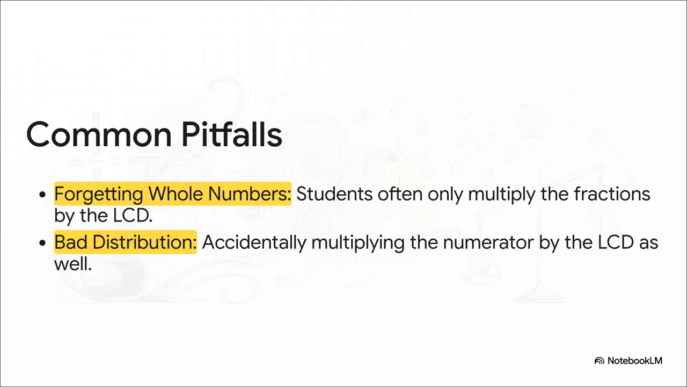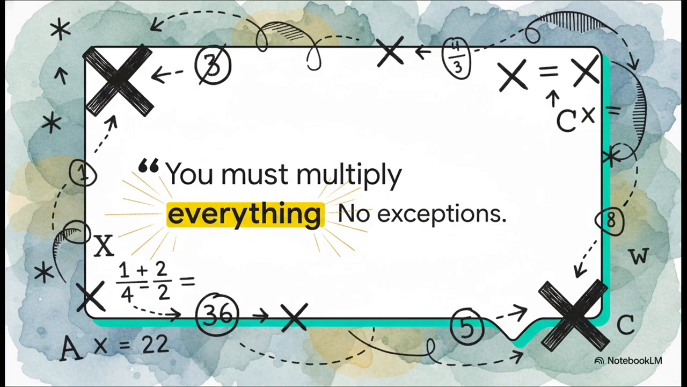The number one mistake, and I mean by a mile, is forgetting to multiply the whole numbers. It's so easy to get focused on clearing out those fractions that you completely forget the other terms have to get multiplied too. The second big pitfall is that bad distribution we talked about in the last example. You gotta remember, you're multiplying the number by the entire numerator group, not just the first piece of it. So if you only remember one thing from this whole explainer, let it be this golden rule, a direct quote from our source. You must multiply everything, every single term, on both sides of that equal sign.